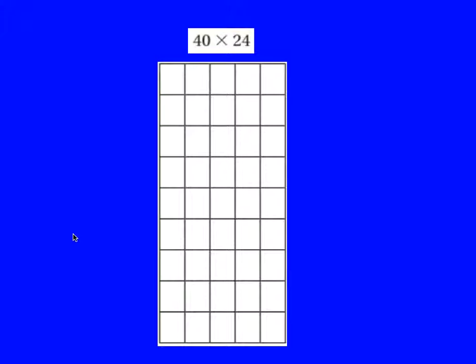Today we're going to learn about multiplying two-digit numbers. Before we get started, I want you to make sure that you have some graph paper to work on. We always try to use graph paper when doing this. It helps us keep our numbers organized.